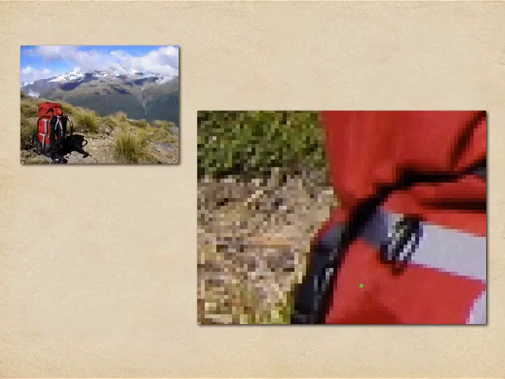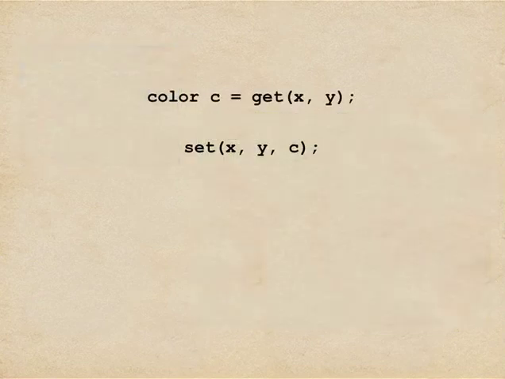Now when we step back, we might not see that one green dot, but if we change enough pixels, we'll see a difference in the image. So really, this is all there is to it. If you want to know the color of a pixel on the screen, call get with X and Y. If you want to set the color of a pixel on the screen, call set with X, Y, and the color you want to put there.